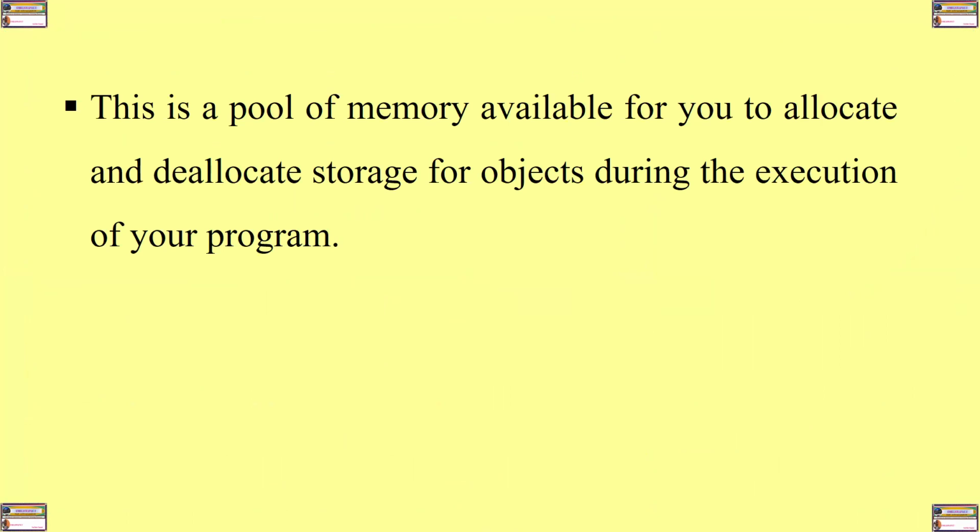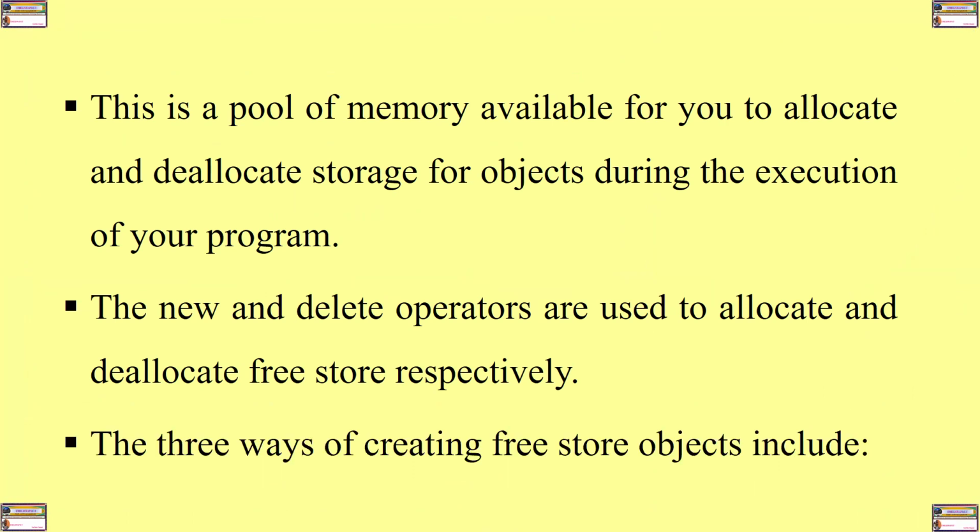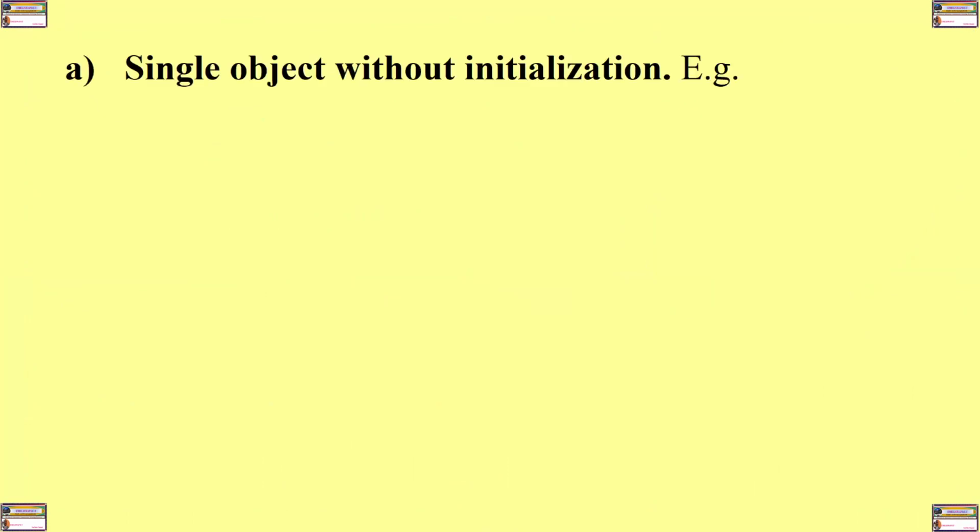A free store is a pool of memory available for you to allocate and deallocate storage for objects during the execution of your program. The new and delete operators are used to allocate and deallocate free store, respectively. The three ways of creating free store objects include: number one is creating a single object without initialization.